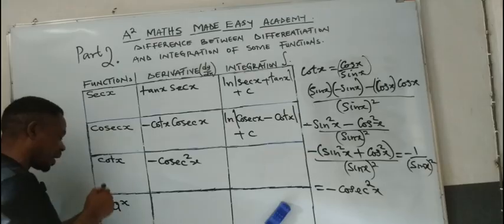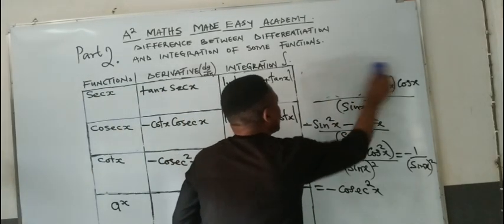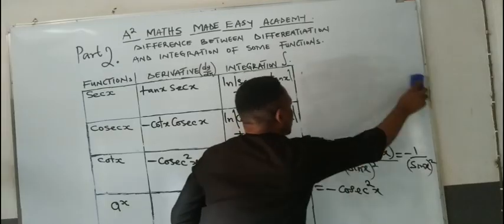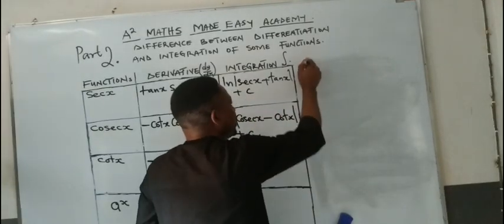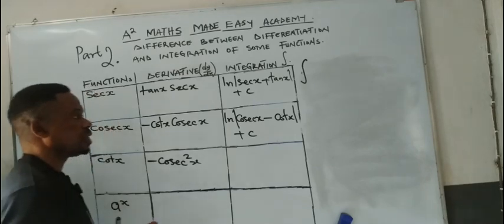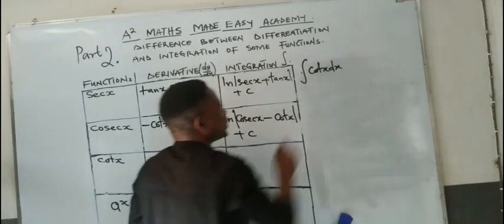Then can we now look at how to integrate cot x? How to integrate cot x. I want you to watch. How do we integrate cot x? Now look up. Permit me because this one is also short. Remember that we are given the word cot x. Call it the word x.